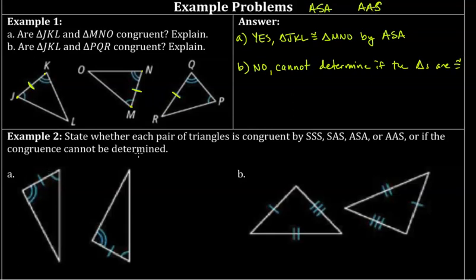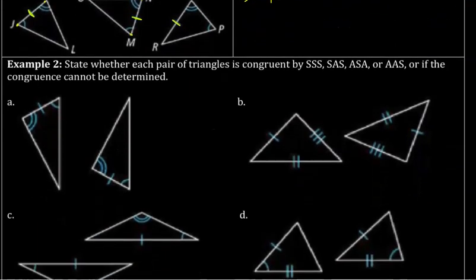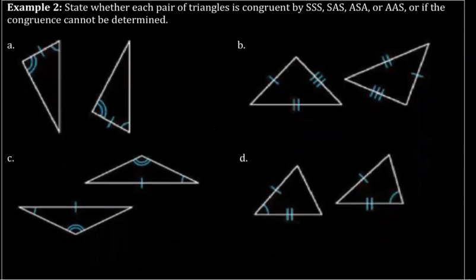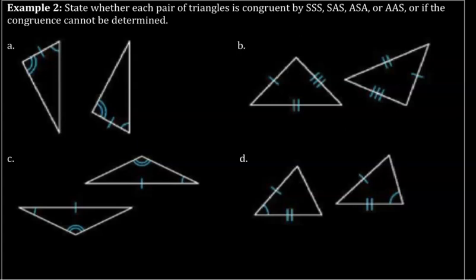Alright, so example 2 then says, state whether each pair of triangles is congruent by SSS, SAS, ASA, or AAS, or if the congruence cannot be determined. Right? These are the four things that we can use now to determine triangles congruent. Remember, the order matters on these. So for SAS, the angle is the included angle between the sides, and then ASA, AAS, like I talked about before. Okay, so example 2, we have 4 different pairs of triangles that we're going to try and look at.